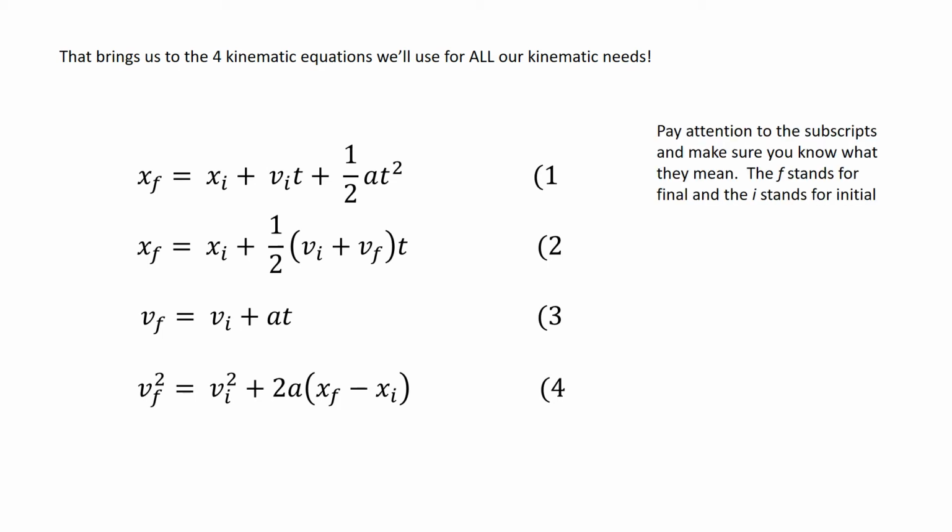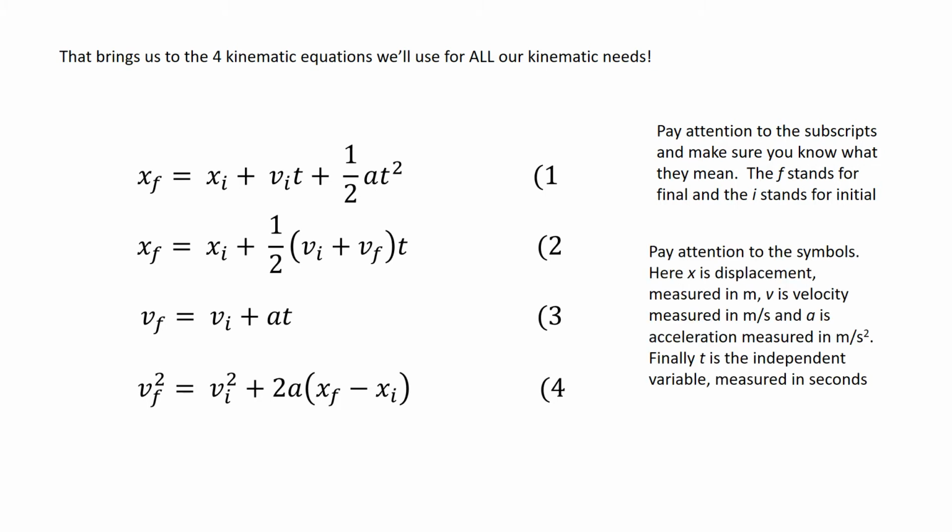Pay attention to the subscripts. Make sure you know what they mean. The F stands for a final position or location. The I stands for the initial situation. Pay attention to the symbols also. X means displacement, and we measure that in meters. V is a velocity measured in meters per second. A is an acceleration measured in meters per second squared, and then T would be measured in seconds.